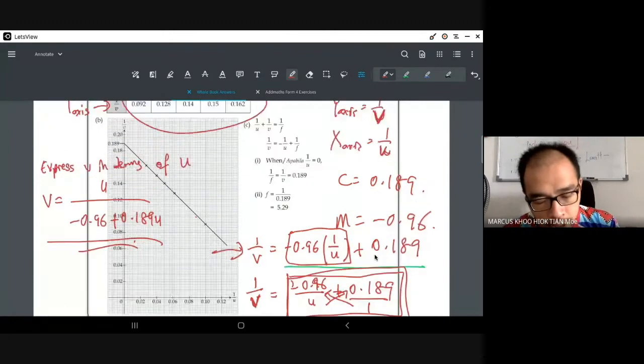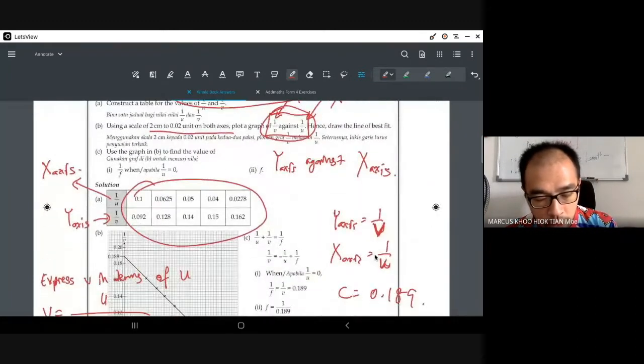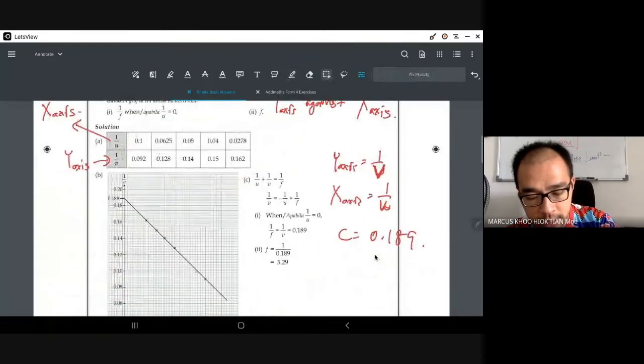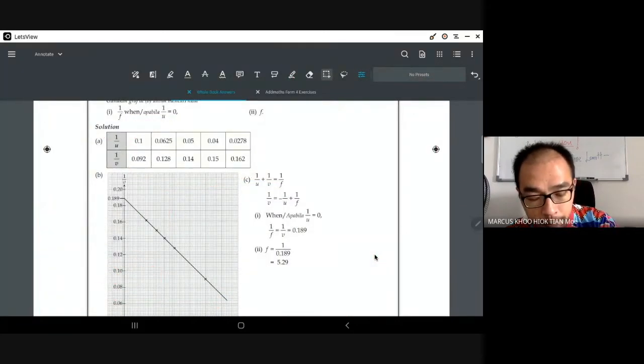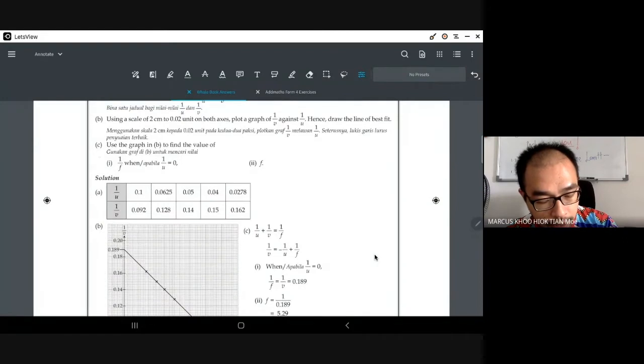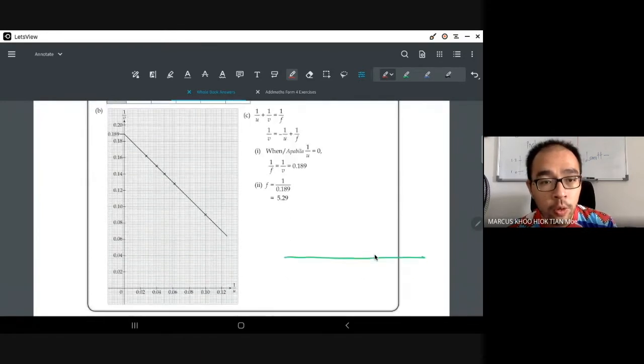Okay, good. So right now, what I want you to do is, oh sorry, let me discuss the rest of the questions first. Okay, so the question says, find the value of 1 over f, when 1 over u equals 0. When 1 over u equals 0, means here. That means we're talking about the 0.189.